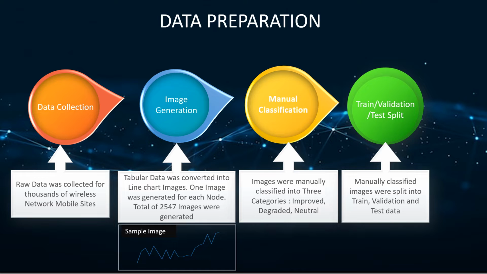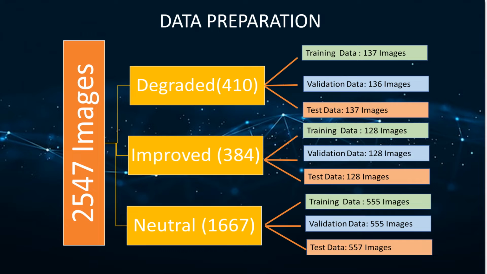Once I had that, I did a manual classification into three categories: improved, degraded, and neutral. Further, the images were distributed into three data sets: train, validation, and test. The model will be trained on the train data set, validated with the validation data set, and then the accuracy of the model will be tested on the test data set.